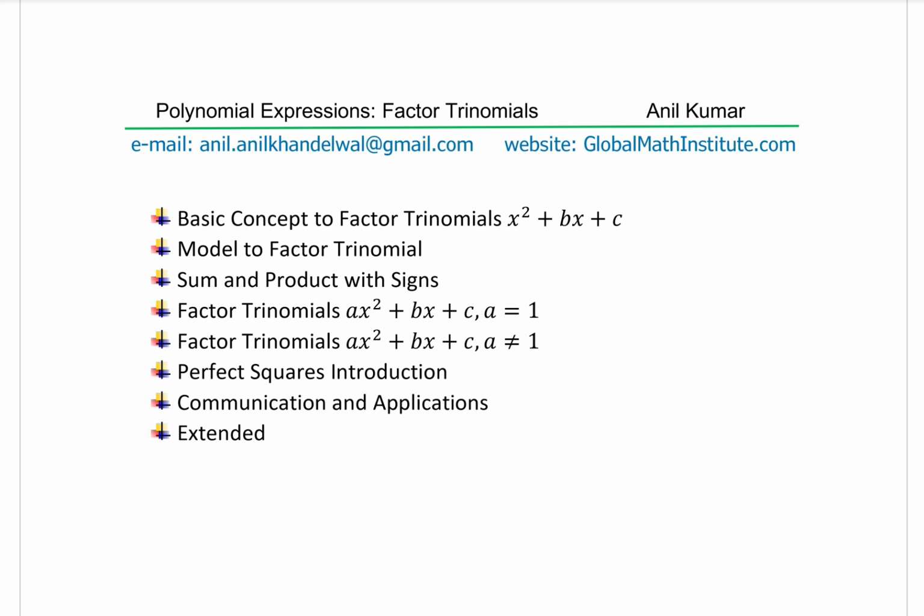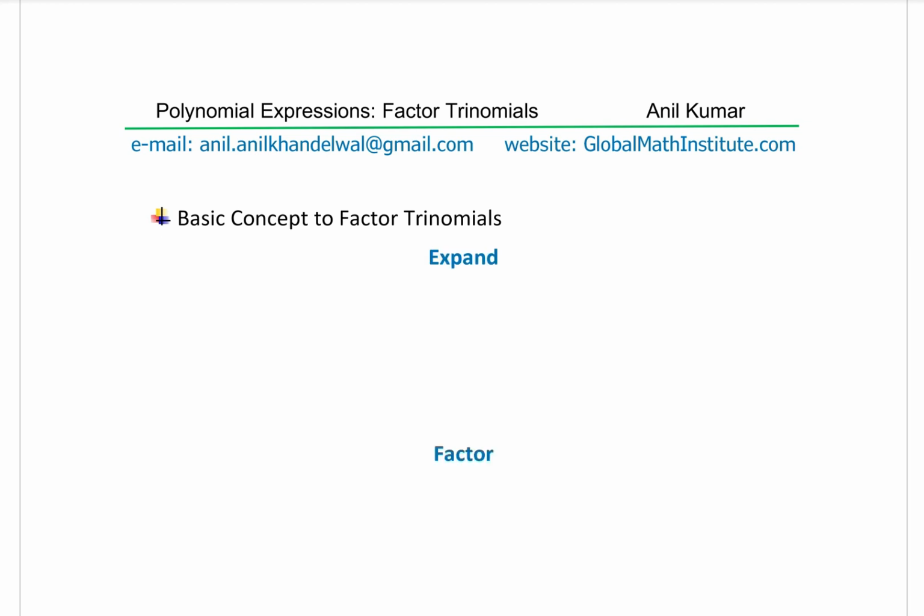In this video, we'll learn about factoring polynomials. Here are the major topics of our interest. We'll start with some basic concepts to factor trinomials. We are going to take trinomials of the form x squared plus bx plus c. That is to say that the leading coefficient a is 1. We'll model two-factor trinomials. We'll work with sum and product with signs. We'll factor trinomials ax squared plus bx plus c where a is equal to 1. We'll also take up some cases where a is not equal to 1. Those are special cases where group factoring can be done. We'll see some examples where perfect squares are involved, and we'll have a communication and application question followed by an extended example. So let's begin with the basic concepts.